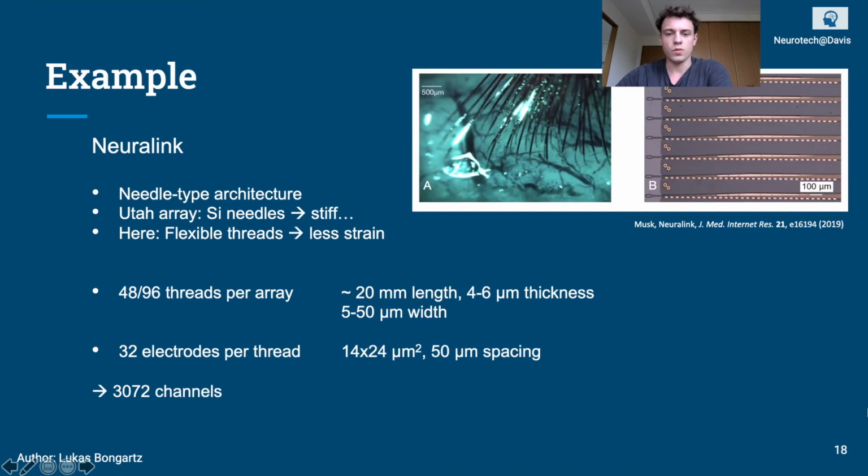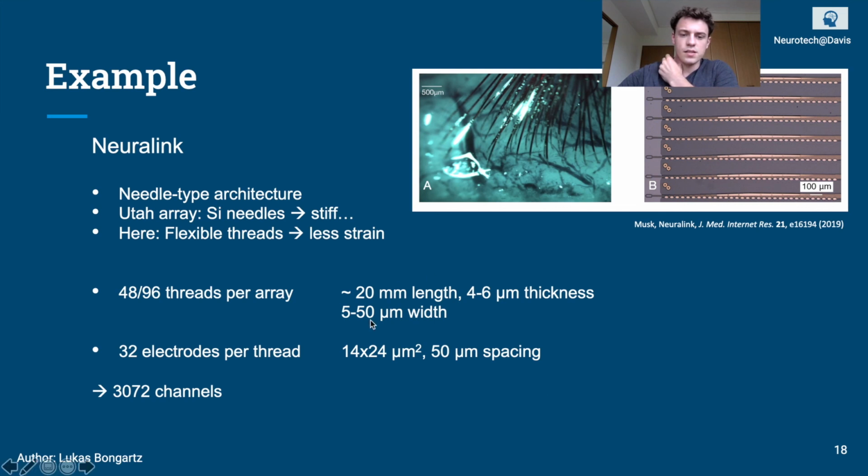To close this module, we might have a short look at the device presented by Neuralink last year. What they published was a device with a needle type architecture, but in contrast to the Utah array, which was the one with 10 times 10 silicon needles, the device by Neuralink provides flexible threads which have less strain on the brain tissue, of course. They reported arrays with about 48 or 96 threads with each 32 electrodes, which resulted in around 3,000 channels.